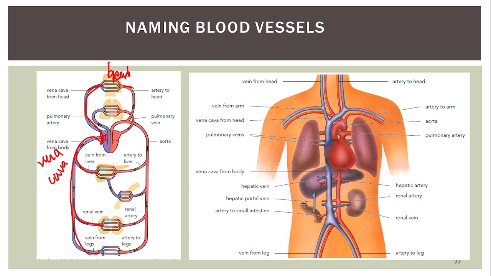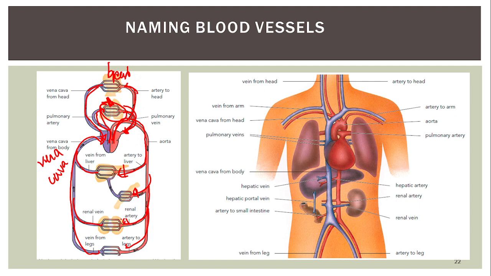Then we have the artery to the head that goes like this. Oh, and let's not forget the pulmonary artery here, and then the pulmonary vein. These are two different. Blood flows here in this direction and this flows here, which are kind of opposites. Then we have our aorta, which takes blood to the liver, to the renal artery, and then the artery to the legs, and so on.